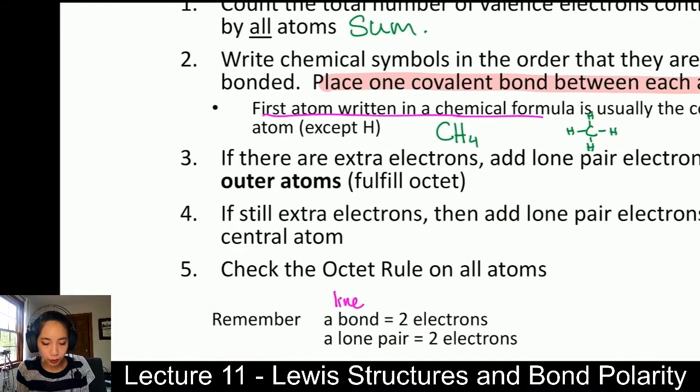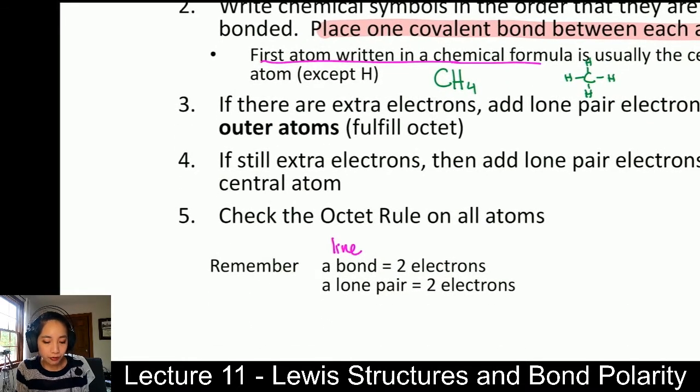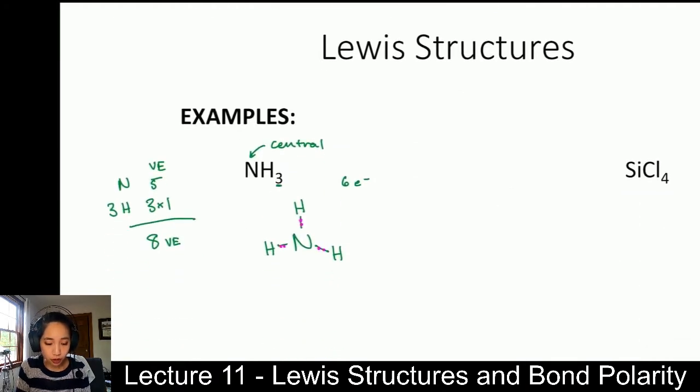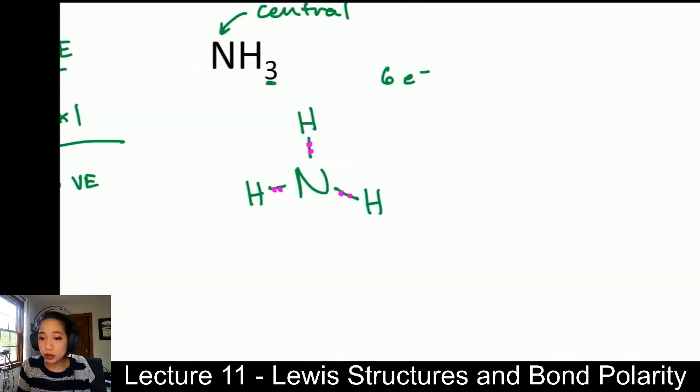We did step 2, place covalent bonds. So if there are extra electrons, add lone pairs to the outer atoms to fulfill their octet. Okay, so we do have extra electrons. We need to use up 2 more electrons. All right, we have 2 electrons left that we need to spend. So it says first to do outer atoms, but to fulfill their octets.